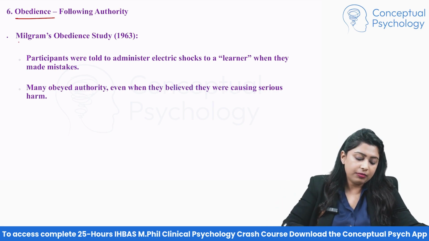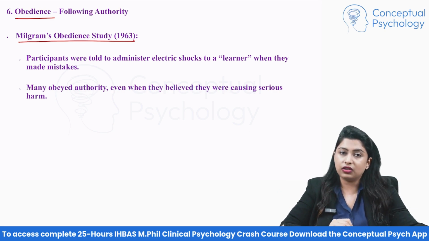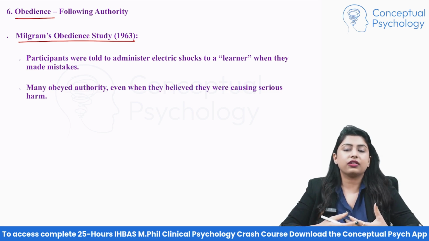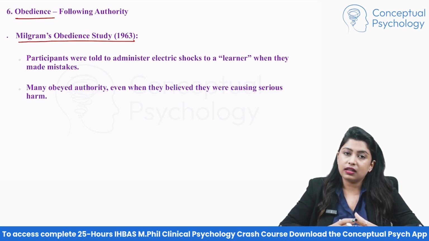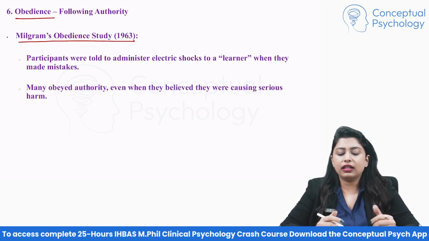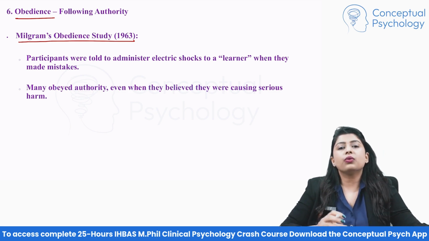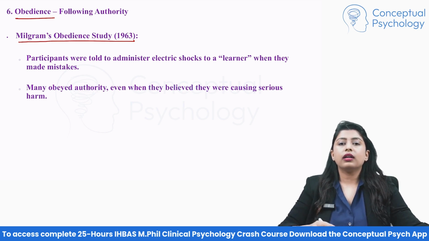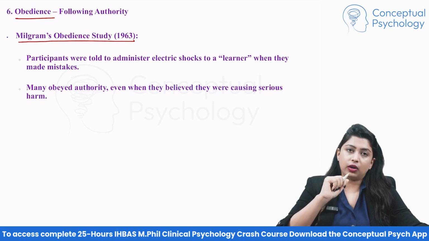Then obedience, which is following authority. The first example is Milgram's obedience study done in 1963, where participants were told to administer electric shocks to a learner when they made mistakes. Many obeyed the authority even when they believed that they were causing serious harm. Soldiers following orders in a war do it even when it goes against morality.